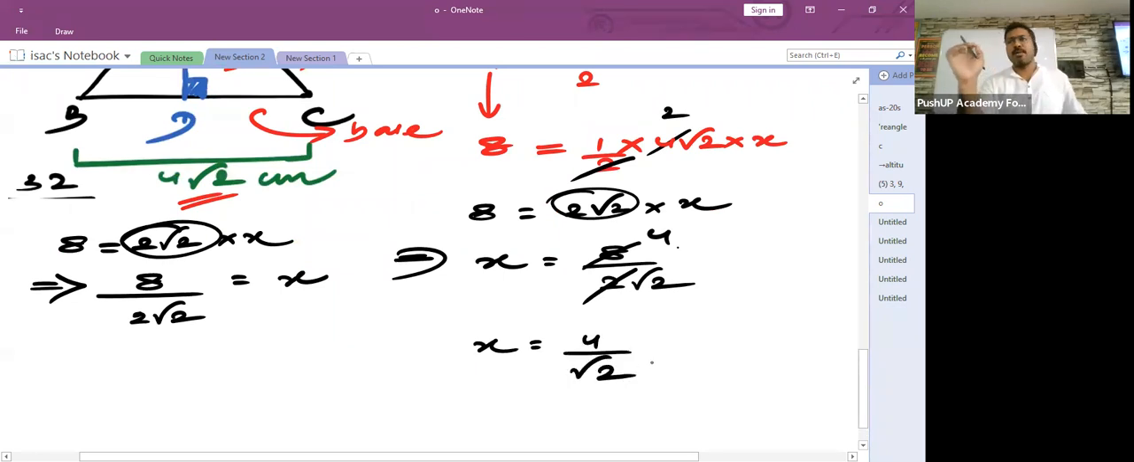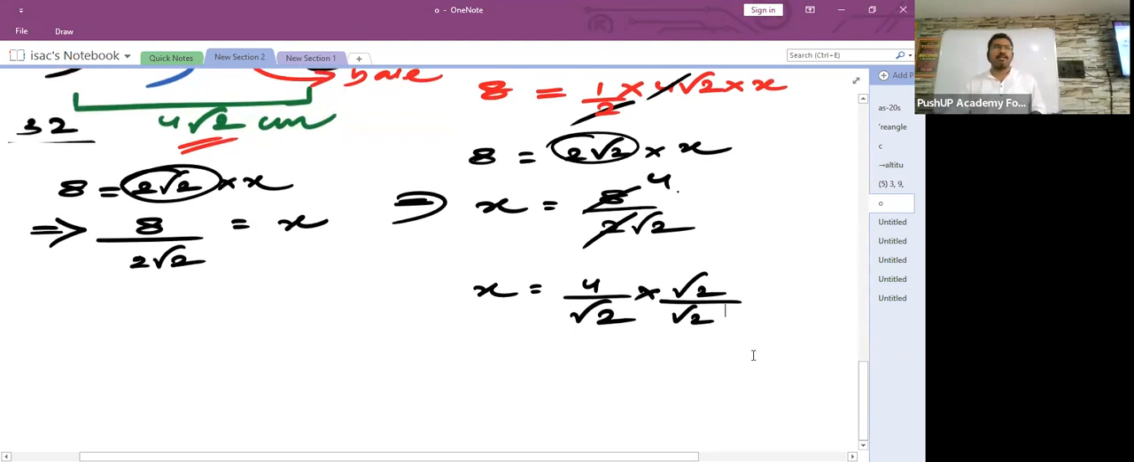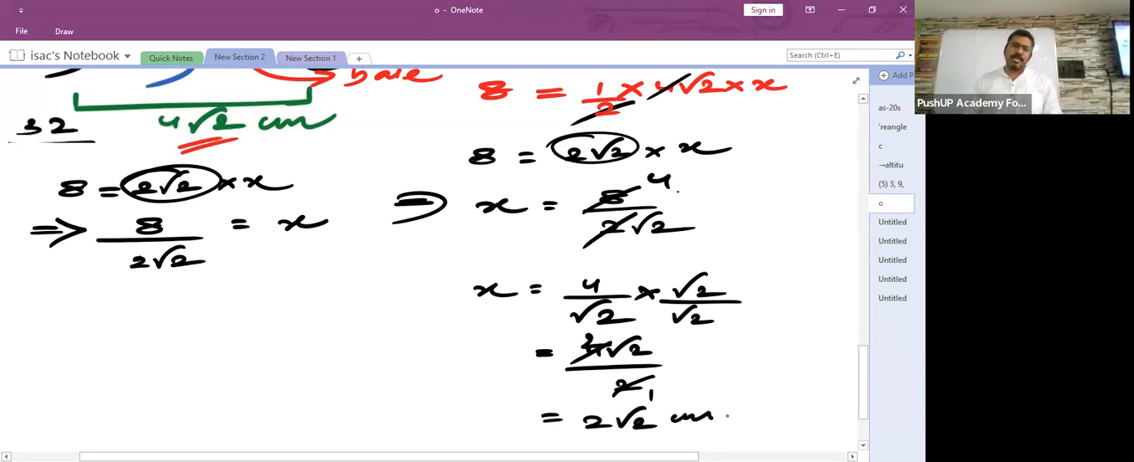Now, children, a humble request, please don't leave the answer in the irrational form, or the denominator with an irrational number. You all have learned how to rationalize the denominators in chapter number 1, exercise 5, isn't it? So, children, what is the rationalizing factor here? Root 2. So multiply the numerator and denominator with root 2. So you get 4 into root 2, which is 4 root 2. Root 2 into root 2 is what, Hemant? 2. So 2 ones are 2 and 2 twos are 4. So you end up getting 2 root 2 centimeters.